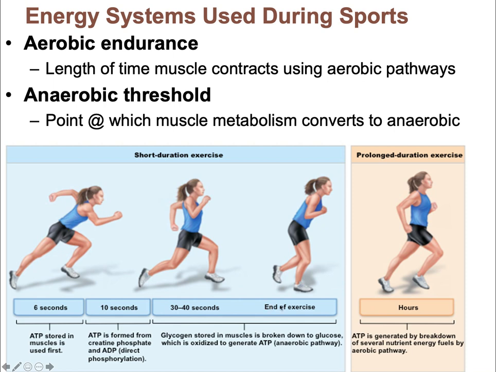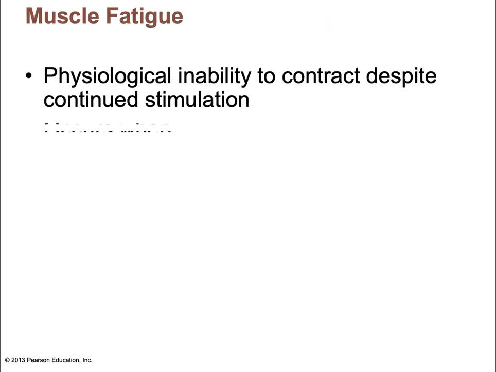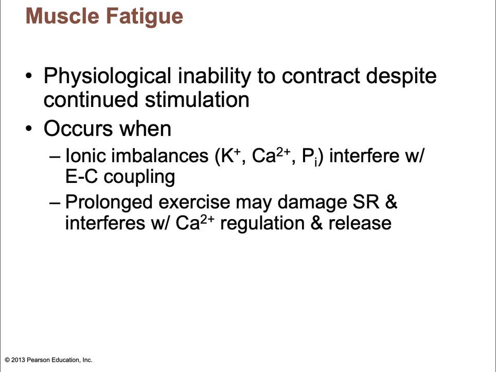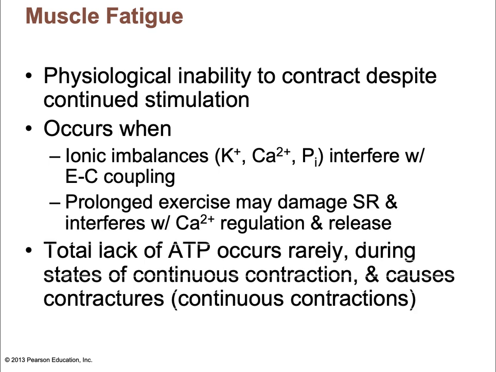So that's why you can only sprint for a short period of time, right? Or power lift for a short period of time, okay? Because the energy consumption outstrips the rate of energy delivery. Why does muscle fatigue happen? You are unable to contract even though the stimuli are continuing to come because you've got an abnormal distribution of ions across the membrane, which interferes with excitation-contraction coupling. Prolonged exercise can damage the sarcoplasmic reticulum and interfere with calcium regulation and release.